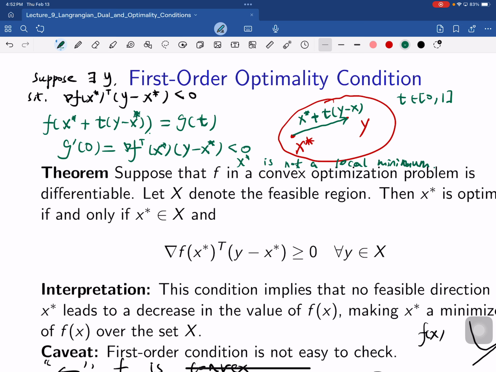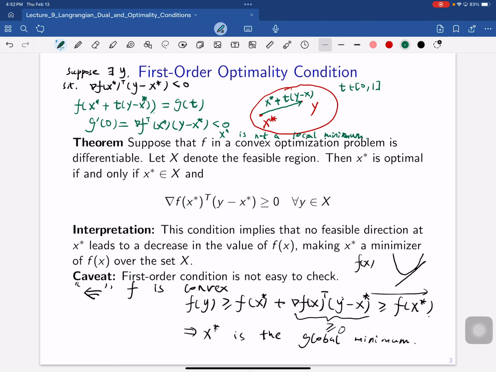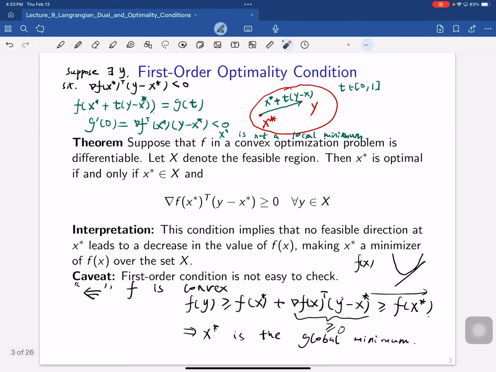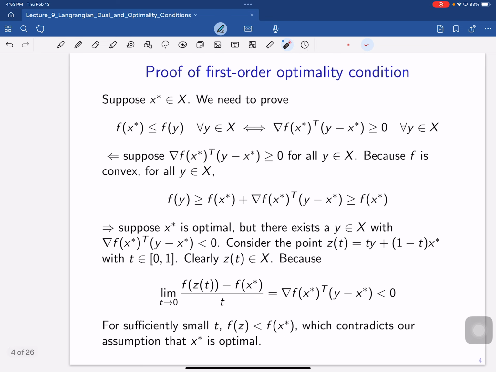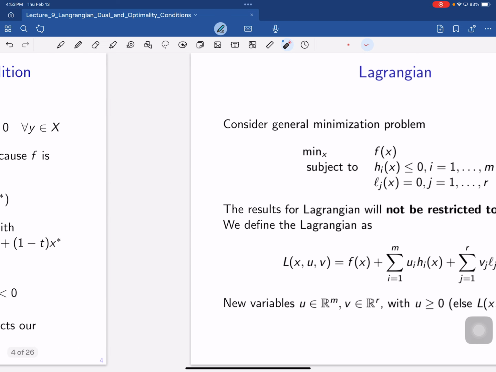So now, as you can see from this first order condition, it is not so easy to check if the first order condition holds or not, because then you need to check for all the y in the feasible region, this condition has to hold. Right? It's not so easy to check, and it's not used in practice. Okay, so this is just the proof I wrote.